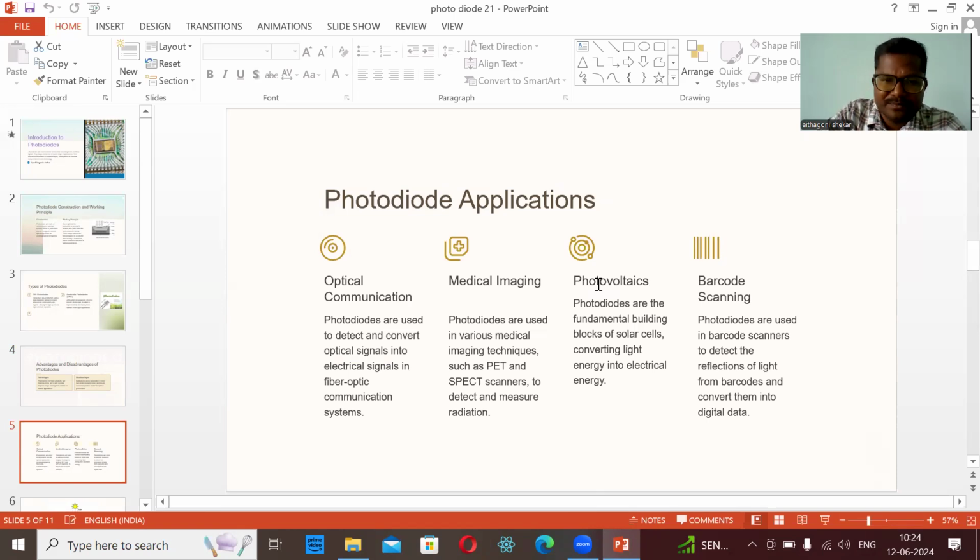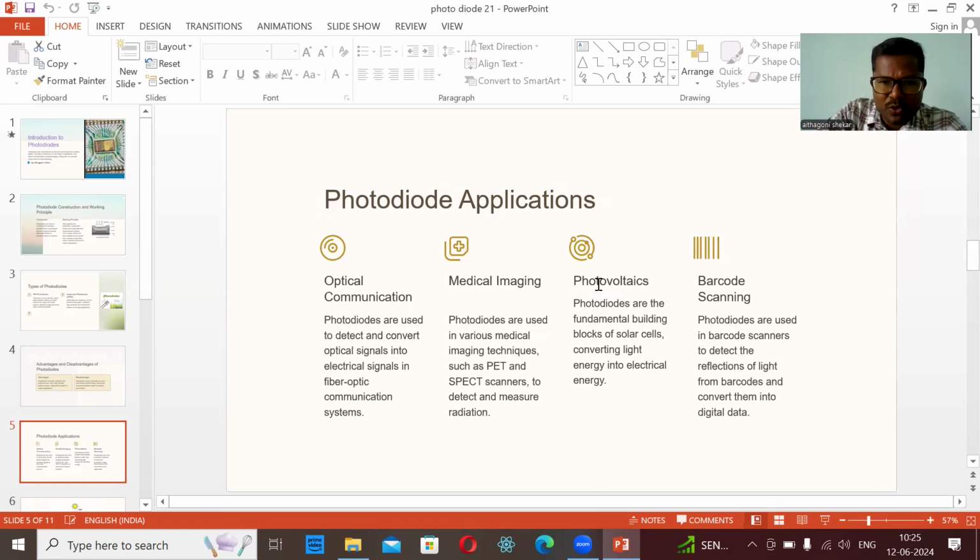In optical communication, the photodiode takes the optical signal, meaning the light signal, and converts it to an electrical signal. This is used in optical communications.